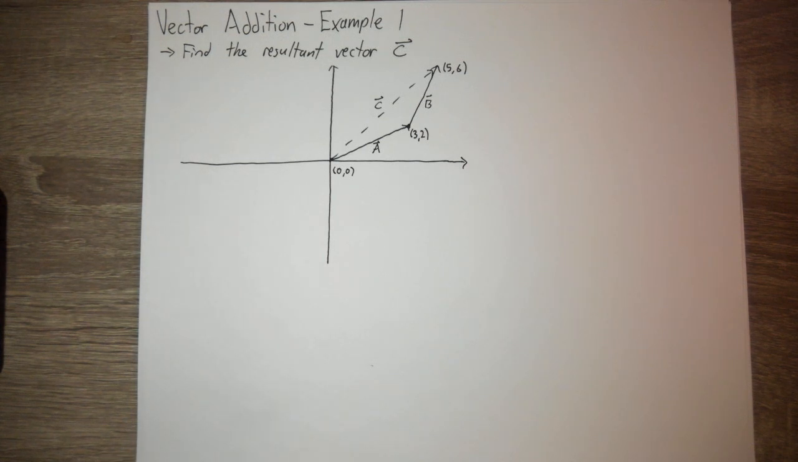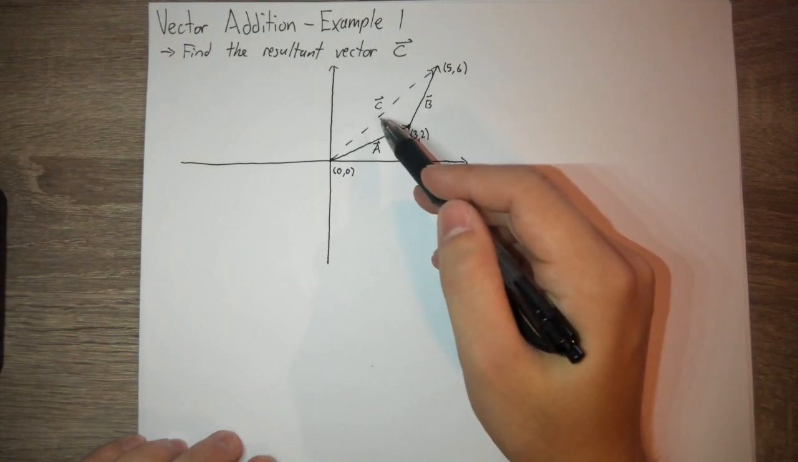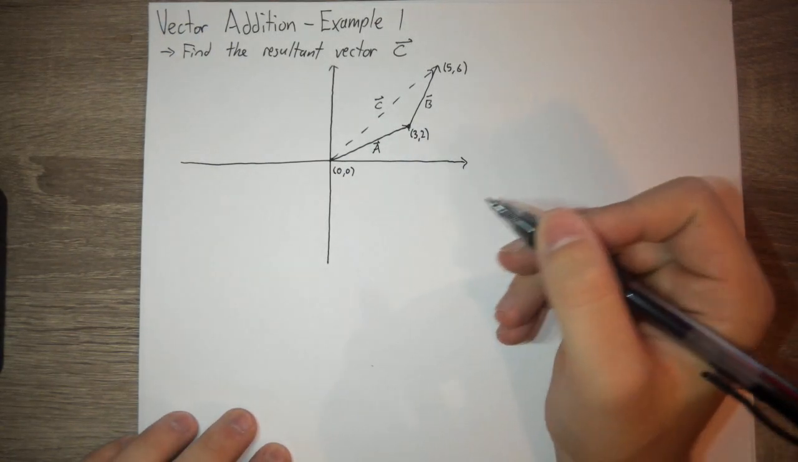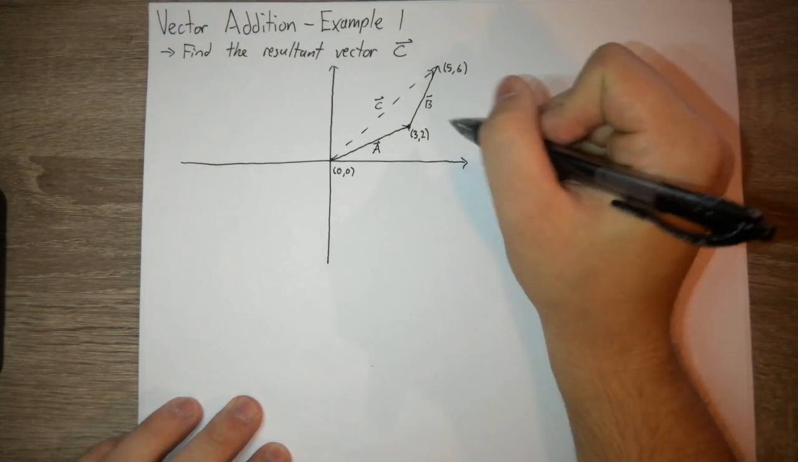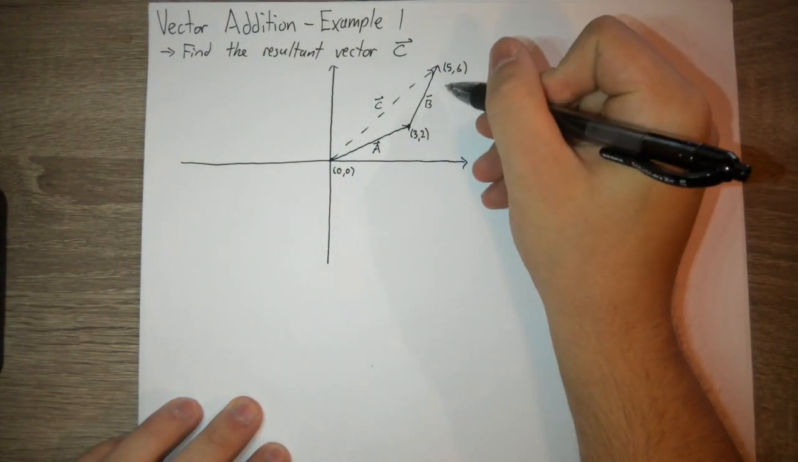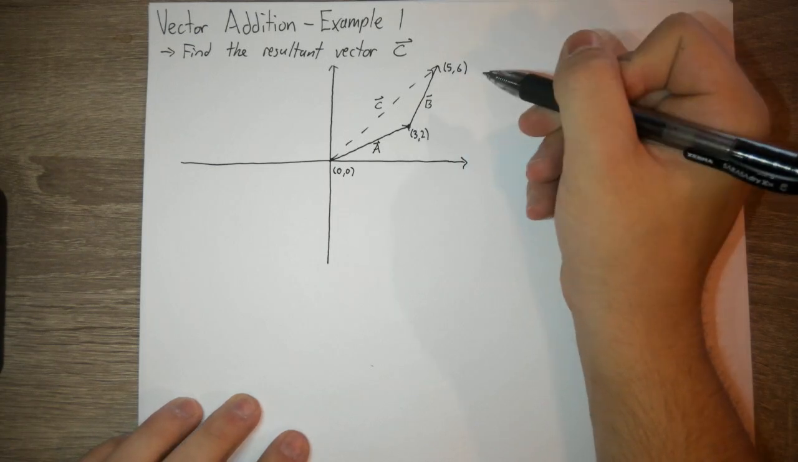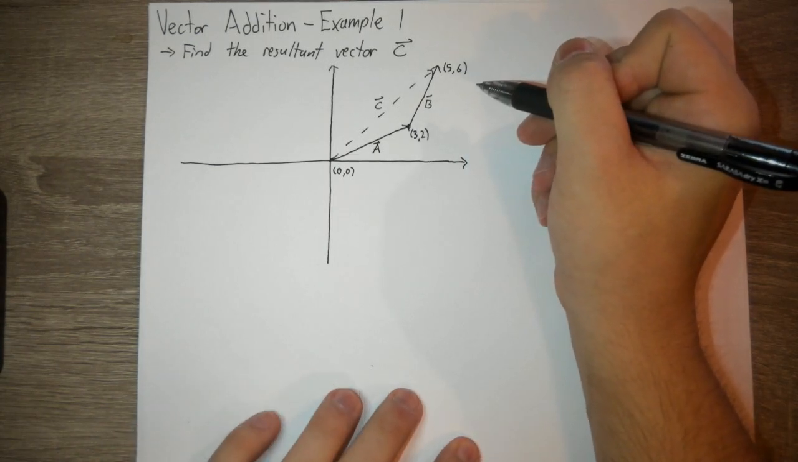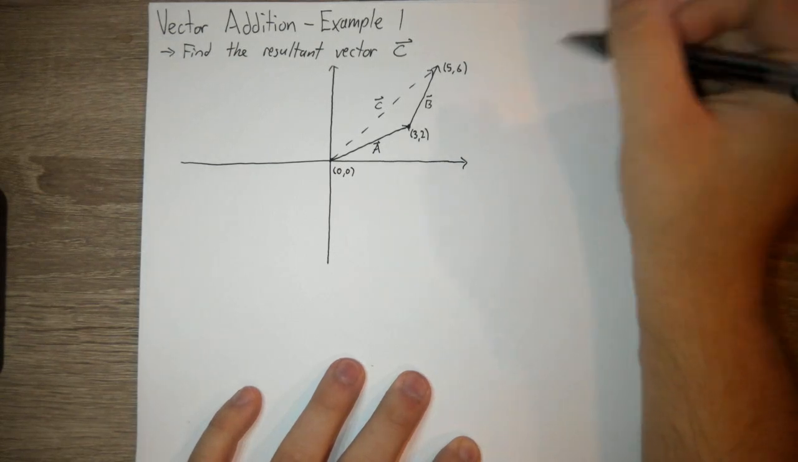Let's do an example here of vector addition where we have two vectors and are looking to solve for the resultant vector c. So first of all, let's look at what we're given. We're given the starting and ending points of each vector, which means we have everything that we need to solve for the components. So let's do that.